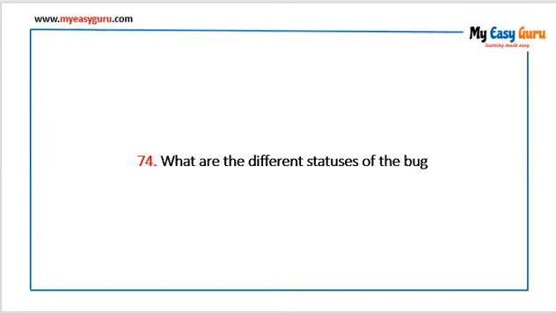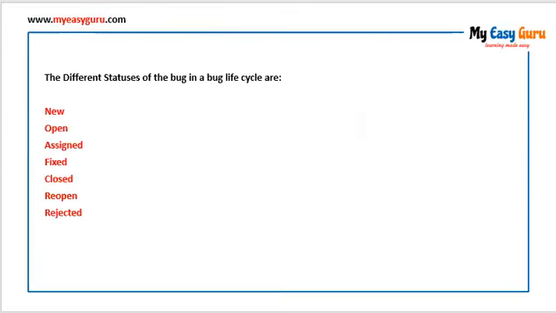Next question is, what are the different statuses of the bug? So if you remember the exact process of the bug life cycle, right from the appearance of the bug up to fixing it or retesting it, you can easily remember these statuses of the bug. So these are: new, open, assigned, fixed, closed, reopen, rejected.